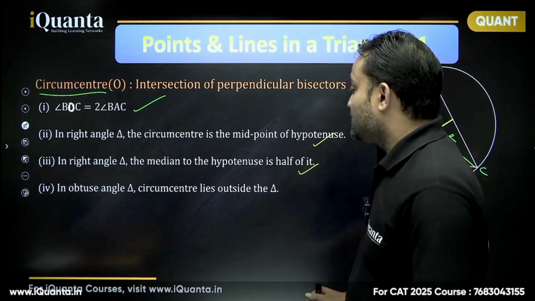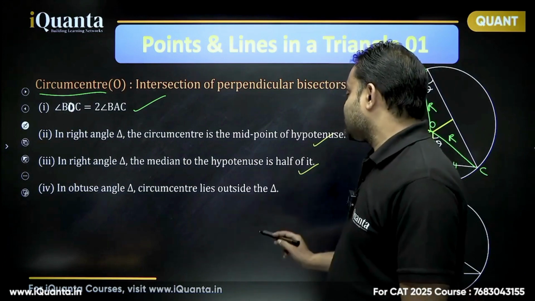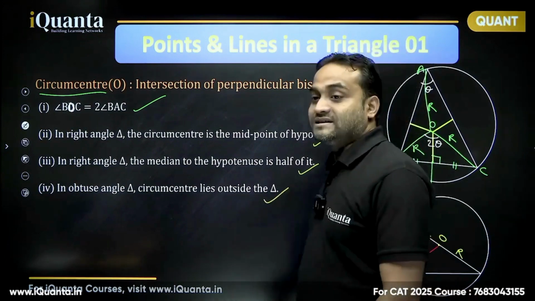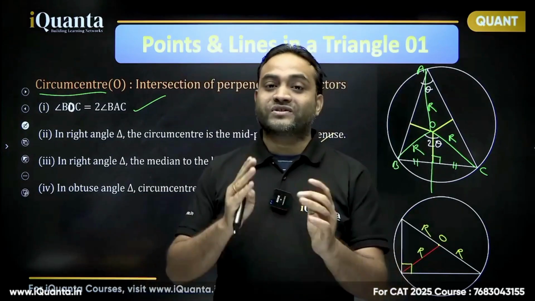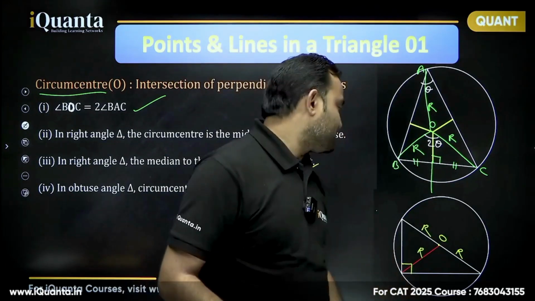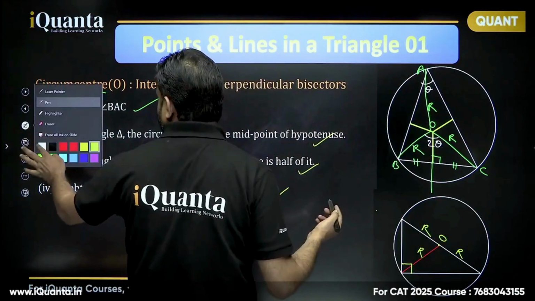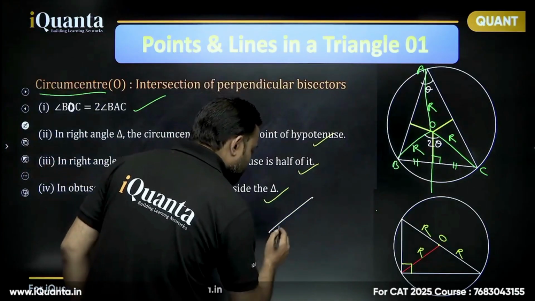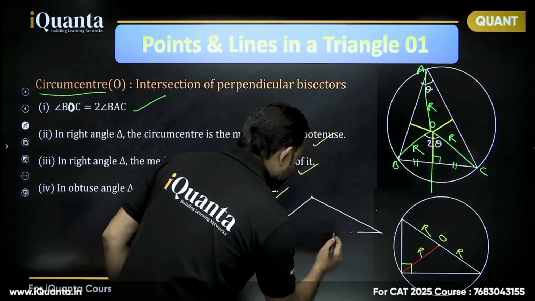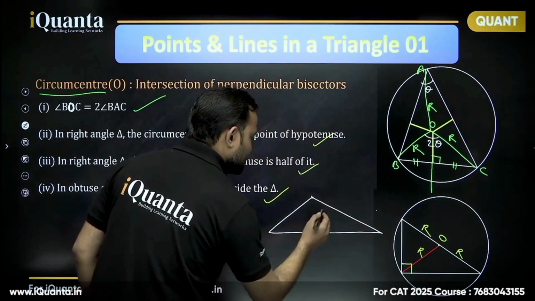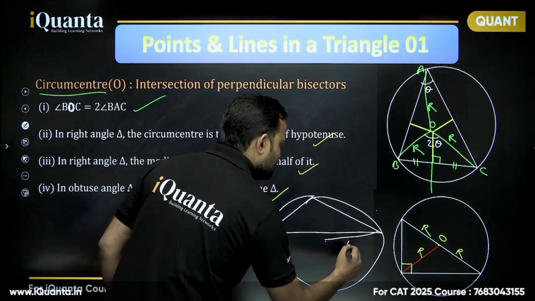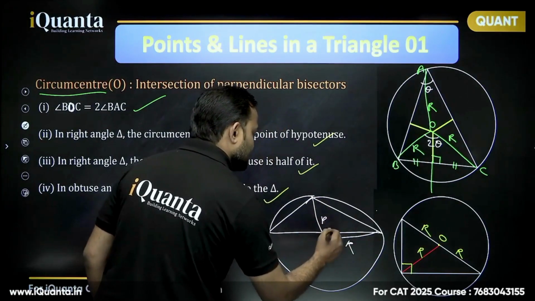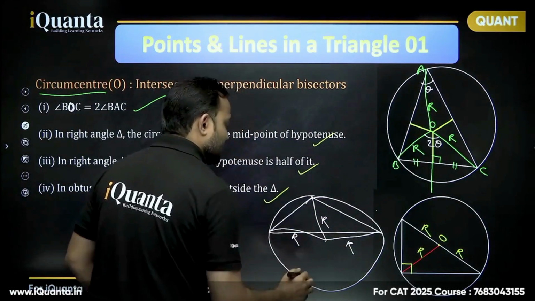Same thing. In obtuse angle triangle, circumcenter lies outside the triangle. In any obtuse angle triangle, the circumcenter will be outside the triangle. Something like this situation will be. Let's say we have drawn some triangle like this, its circumcenter will lie outside like this. This is R, this is R and this is also R. Okay.